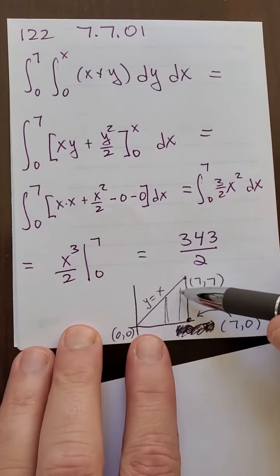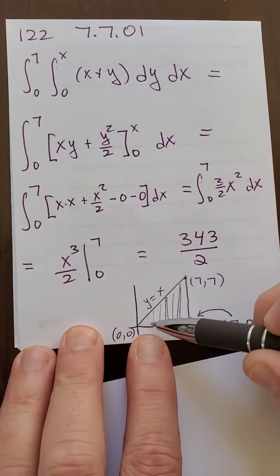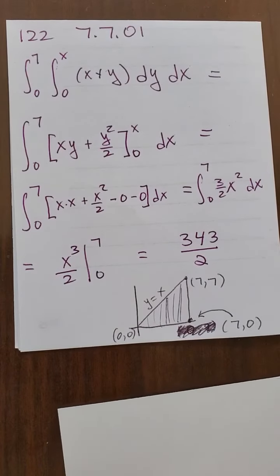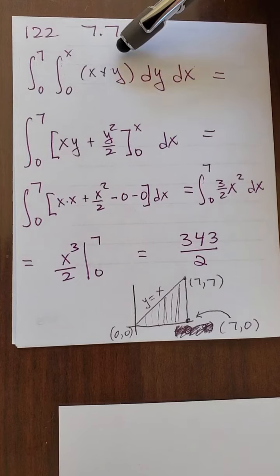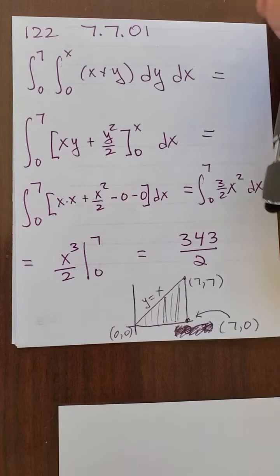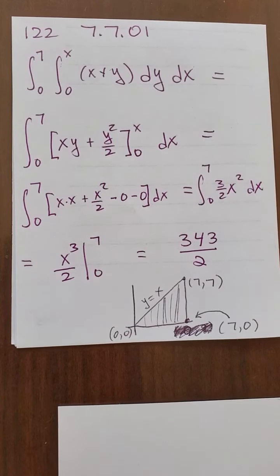This whole triangle winds up being the region over which this function is hovering, and we're taking the integral. And that is how we do that.